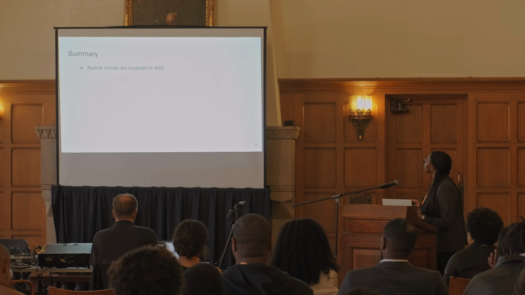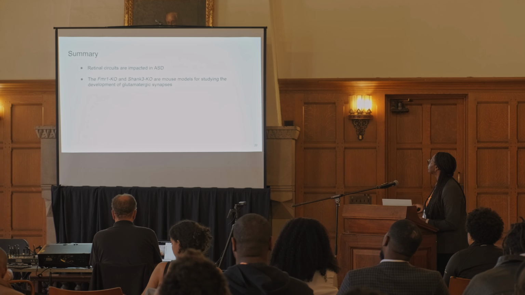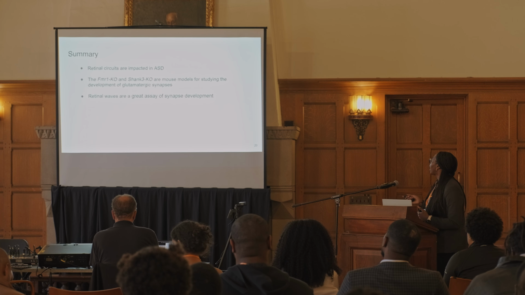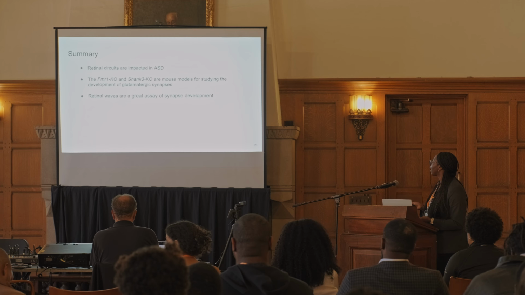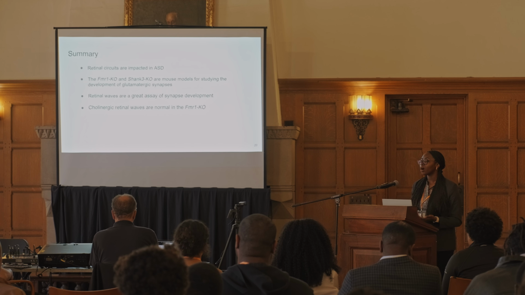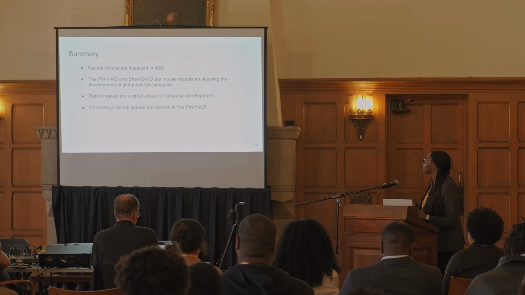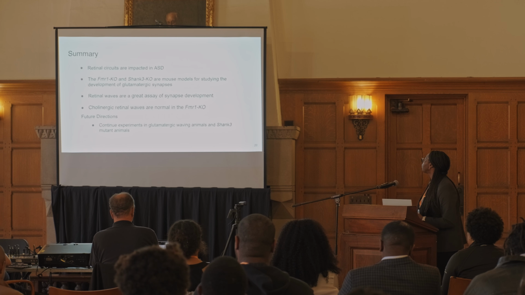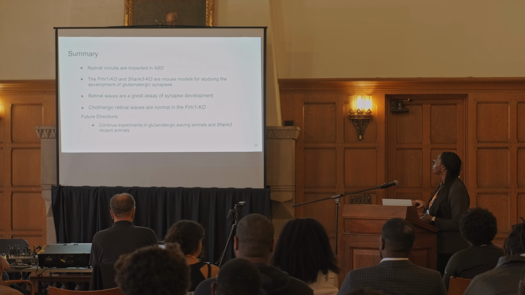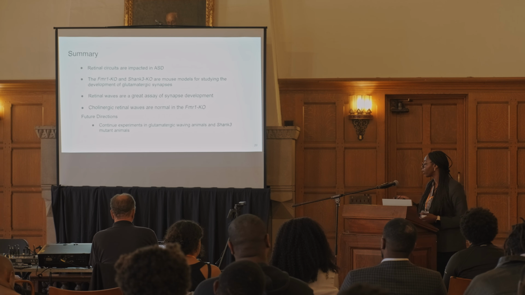So for a brief summary, retinal circuits are impacted in ASD, and we can use our 2 different ASD mouse models for studying the development of different synapses, like glutamatergic synapses. Retinal waves are a great assay of synapse development. And the cholinergic retinal waves are normal in the FMR1 knockout, especially their frequency and the circuits that are mediating them. For future directions, I plan on continuing these experiments in animals that are at the glutamatergic waving time point, and also in the SHANK3 mutant animals, which our lab has just acquired.